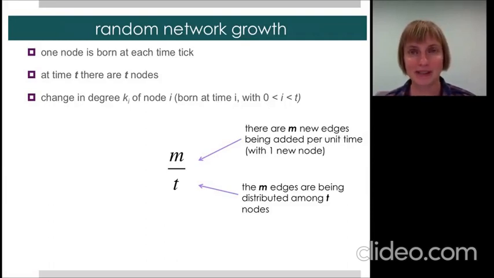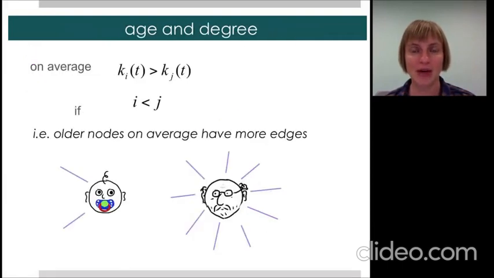This also means that over time, the older nodes who have been around longer are going to accumulate more edges just by having been around. So if node i was born before node j, we would expect on average that the degree of node i is greater than the degree of node j. Because this is a random growth process, that need not always be true, but it typically is.